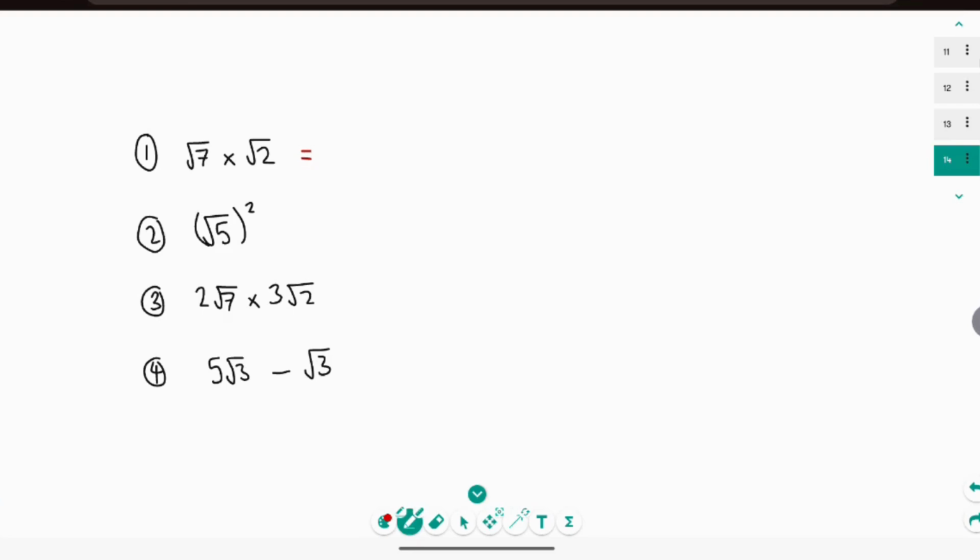Root 7 times root 2, root 14. Root 5 squared, 5. 2 root 7 times 3 root 2. Well, 2 times 3 is 6. Root 7 times root 2 is root 14. And the last one, 5 root 3 minus root 3. Well, that's like thinking 5 root 3, take away 1 root 3, which is 4 root 3s.